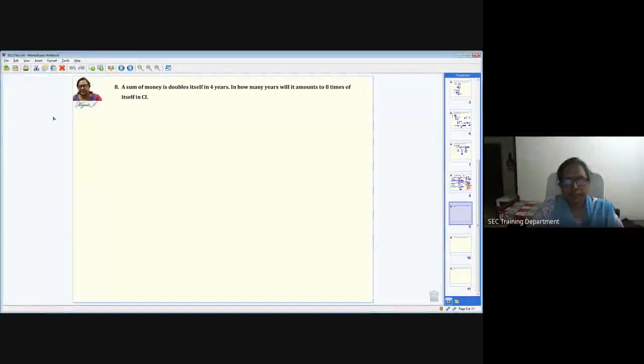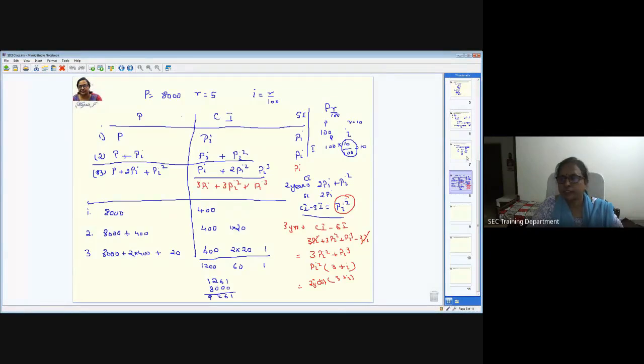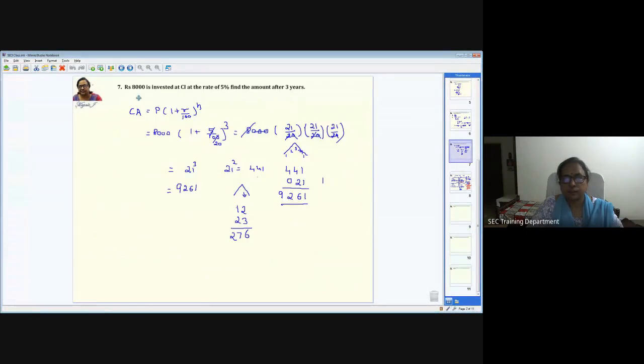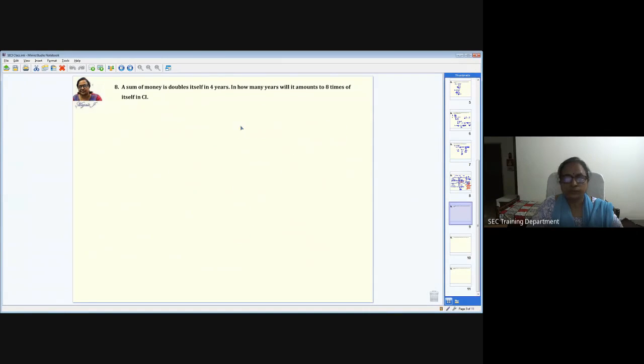Till yesterday we have completed up to the 7th problem. So we'll just show you what we have done in the last. This is a problem which we did, just calculating the compound interest for 3 years. That's a general problem. And now we are going to do this 8th problem. So we'll start with this 8th one.